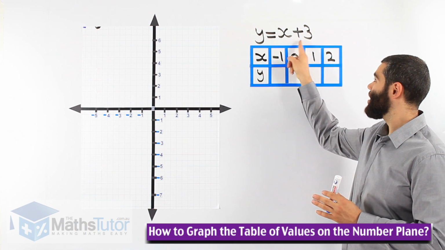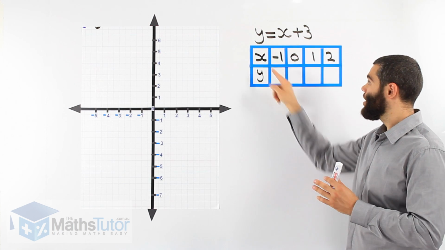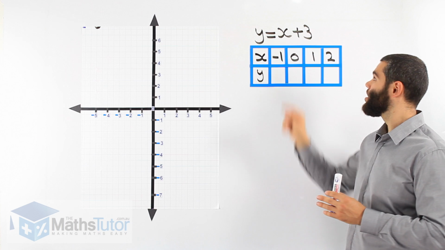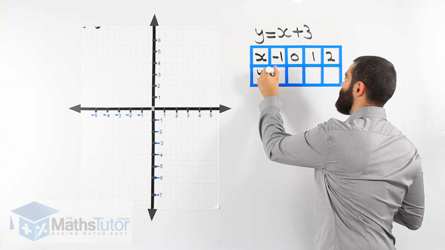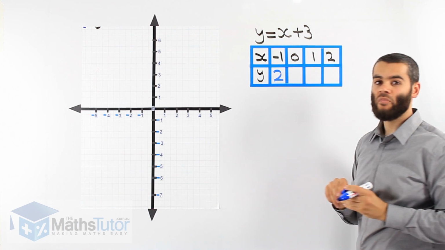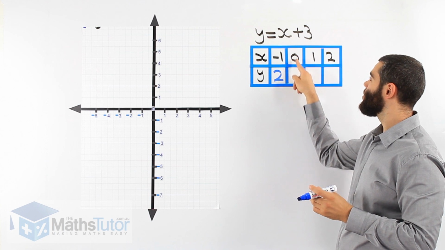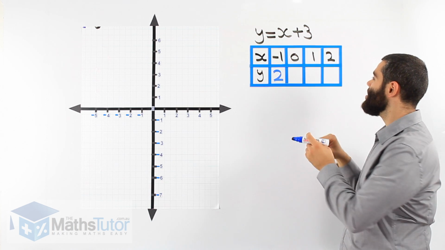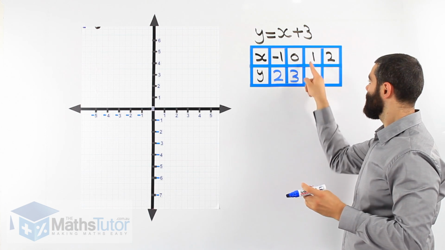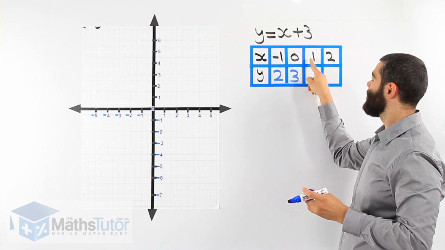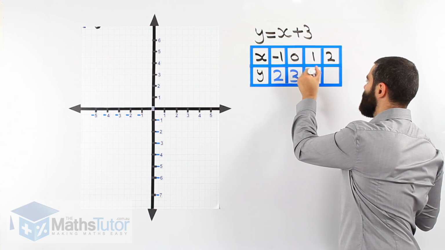Y equals x plus 3. Well, we know that we have to substitute and replace. X in the first one is -1. -1 plus 3, y will be 2. The next, x equals 0, so we replace x with 0. 0 plus 3 is 3. The next one, x is going to be 1. 1 plus 3, 4.